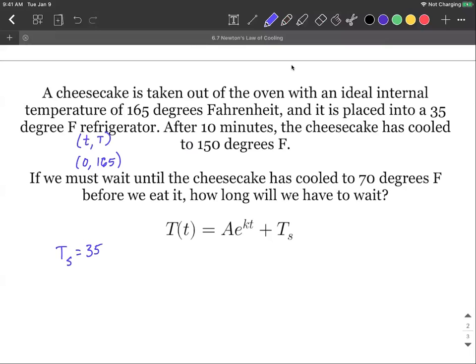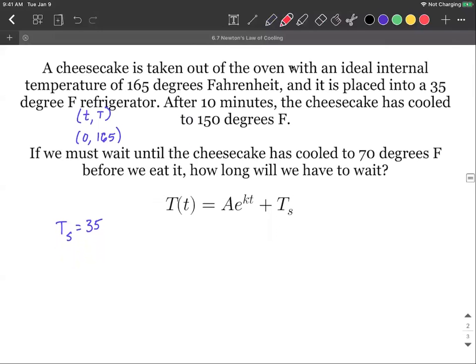So T_s is going to be 35 for the rest of this problem. The third piece of information is actually another ordered pair. After 10 minutes, the cheesecake is cooled to 150 degrees Fahrenheit. So if I put that as time, 10 minutes, then 150 degrees was our temperature. Remember, it goes t, time, then big T, temperature.